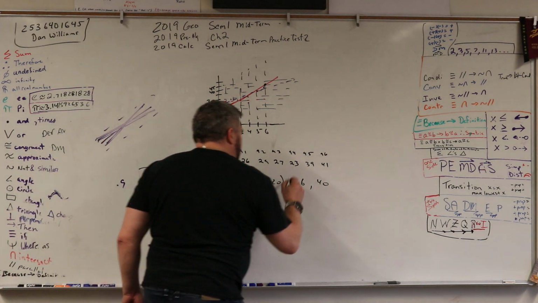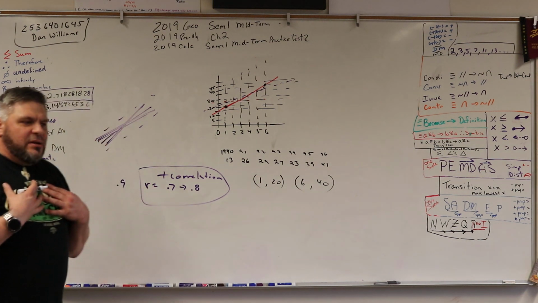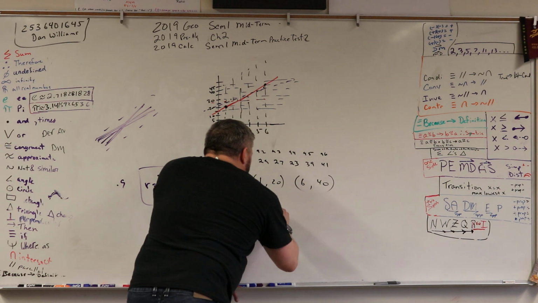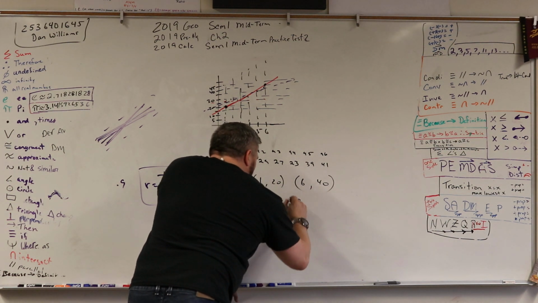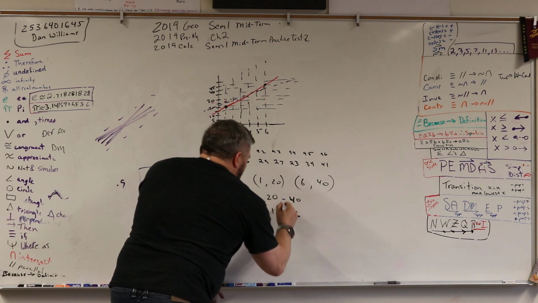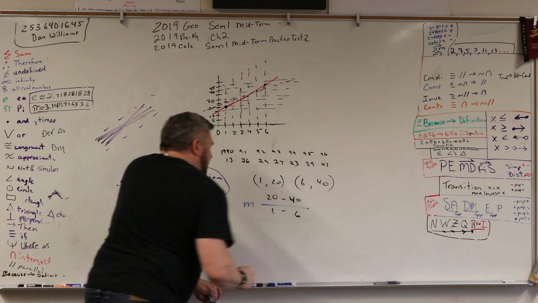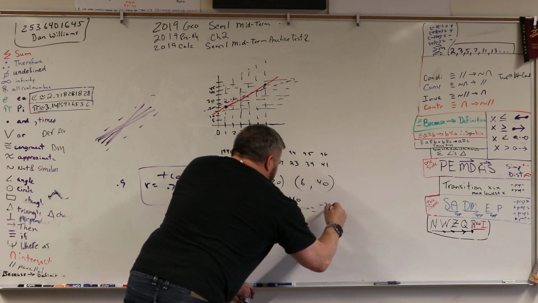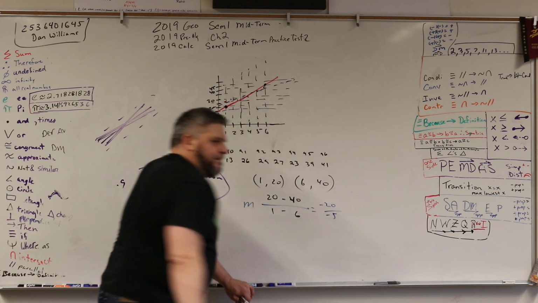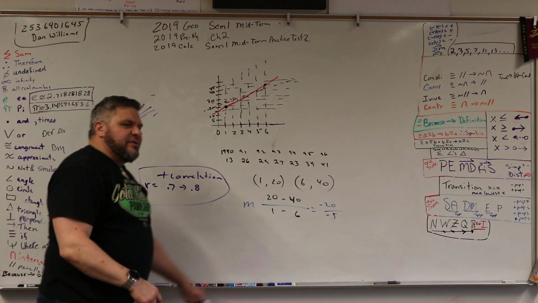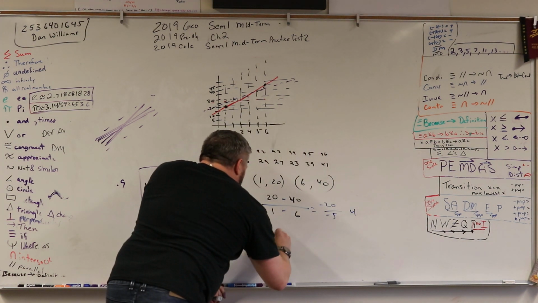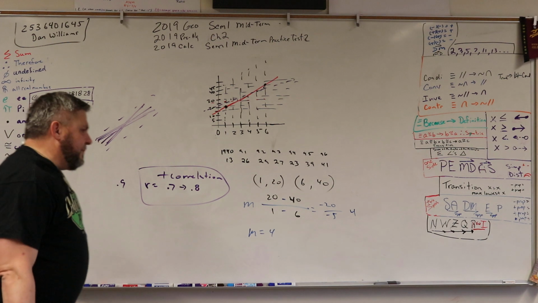Those would be my 2 points that I would use, right? And then we'd use them to find the slope, right? So y is on top, right? And then subtract. And so that'd be negative 20 over negative 5, right? Yes. And negative 5 goes into negative 20 4 times. So that means my slope is equal to 4 over 1, right?